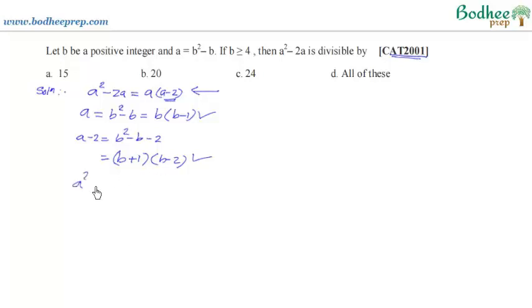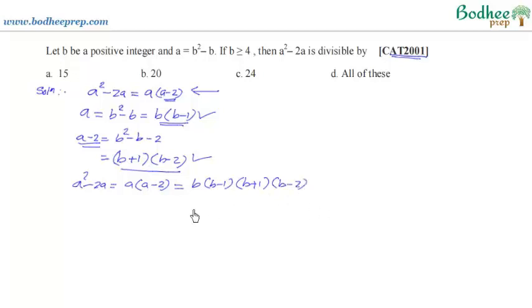Now let's put these two values of a and a minus 2 in this expression. So a square minus 2a, which is a into a minus 2, putting the value of a from here, will be b into b minus 1. And for the value of a minus 2, we can put this entire expression here. So it will be b plus 1 into b minus 2.